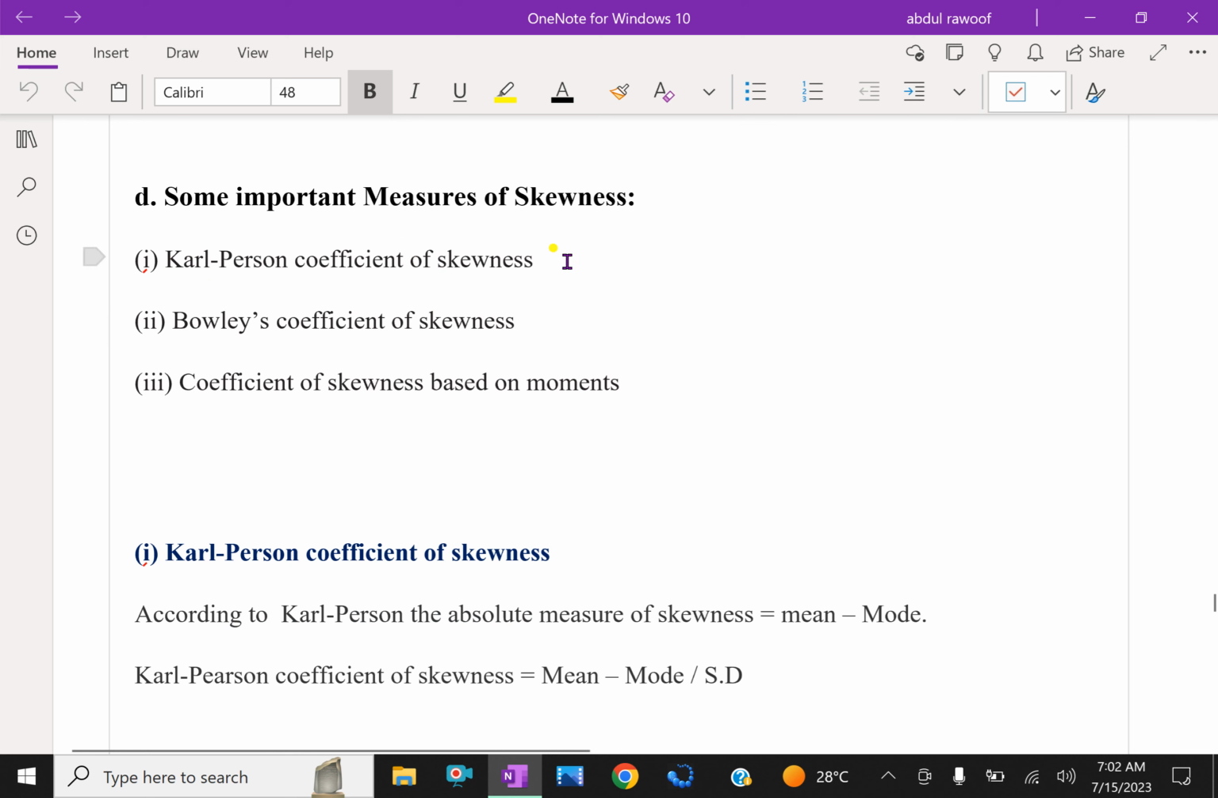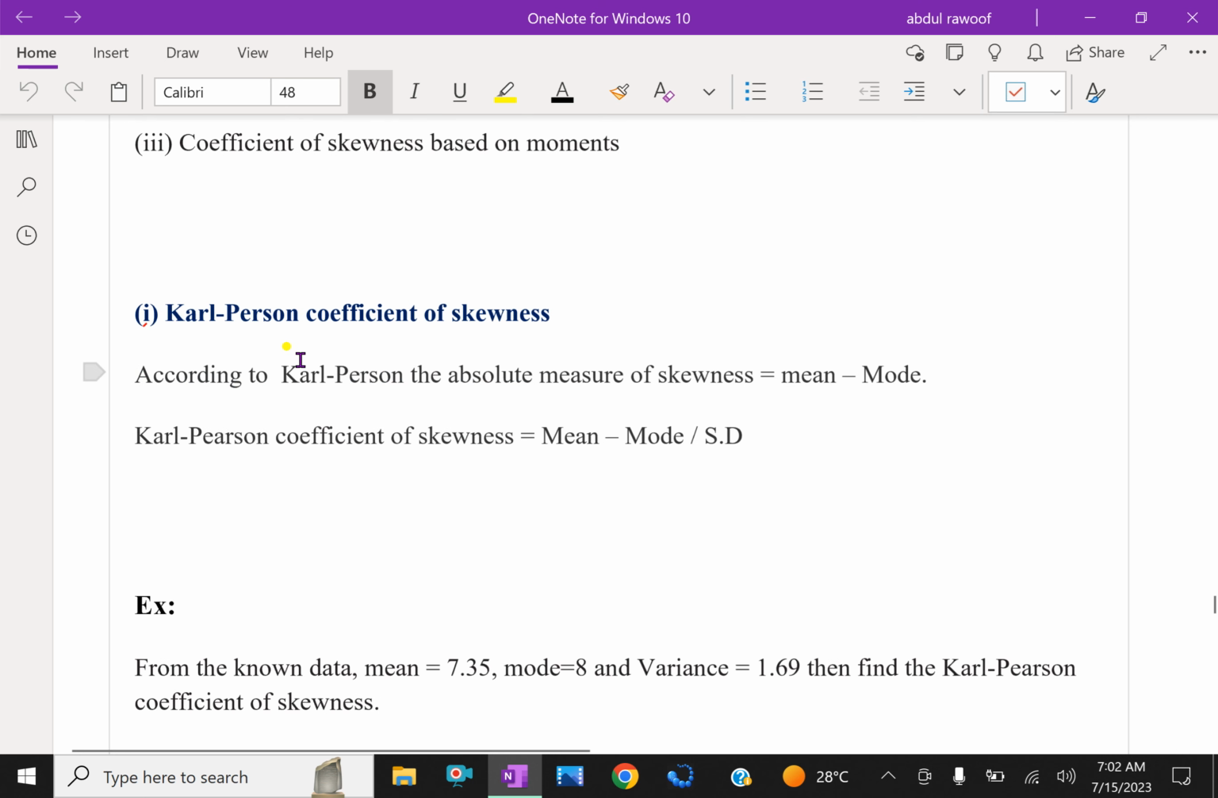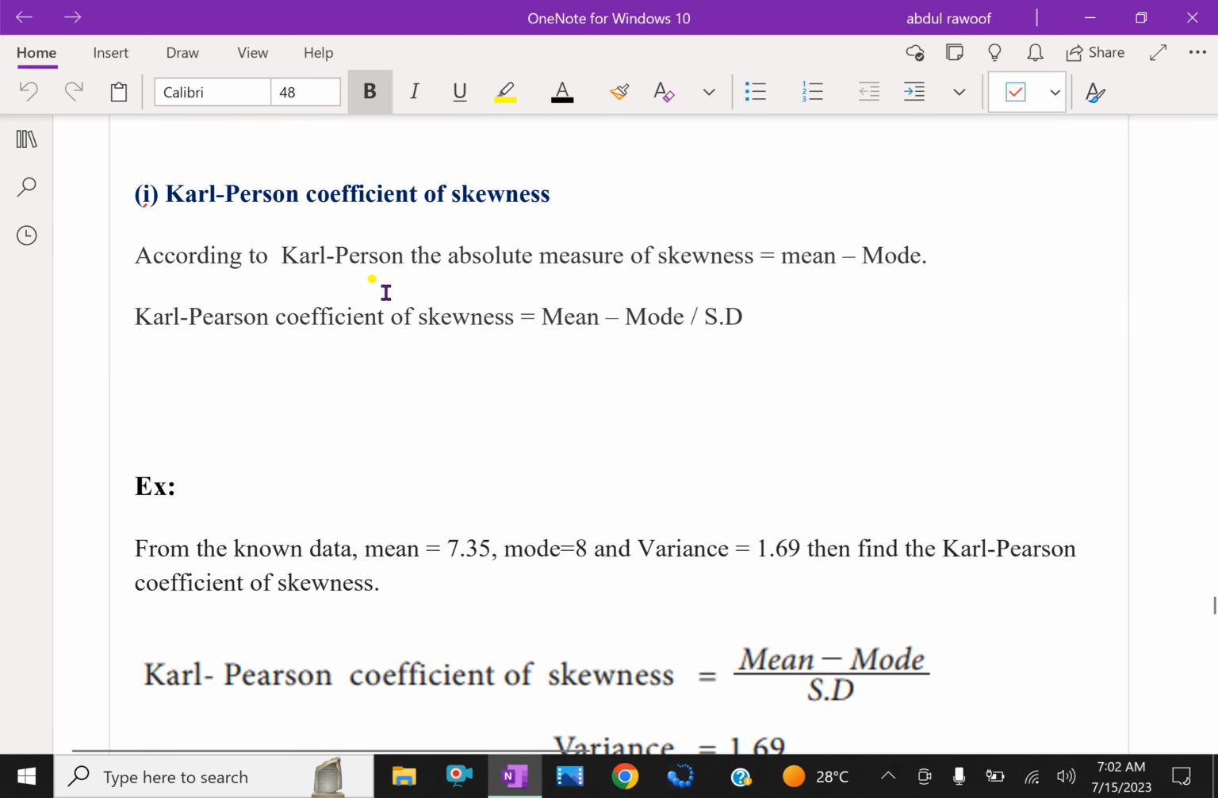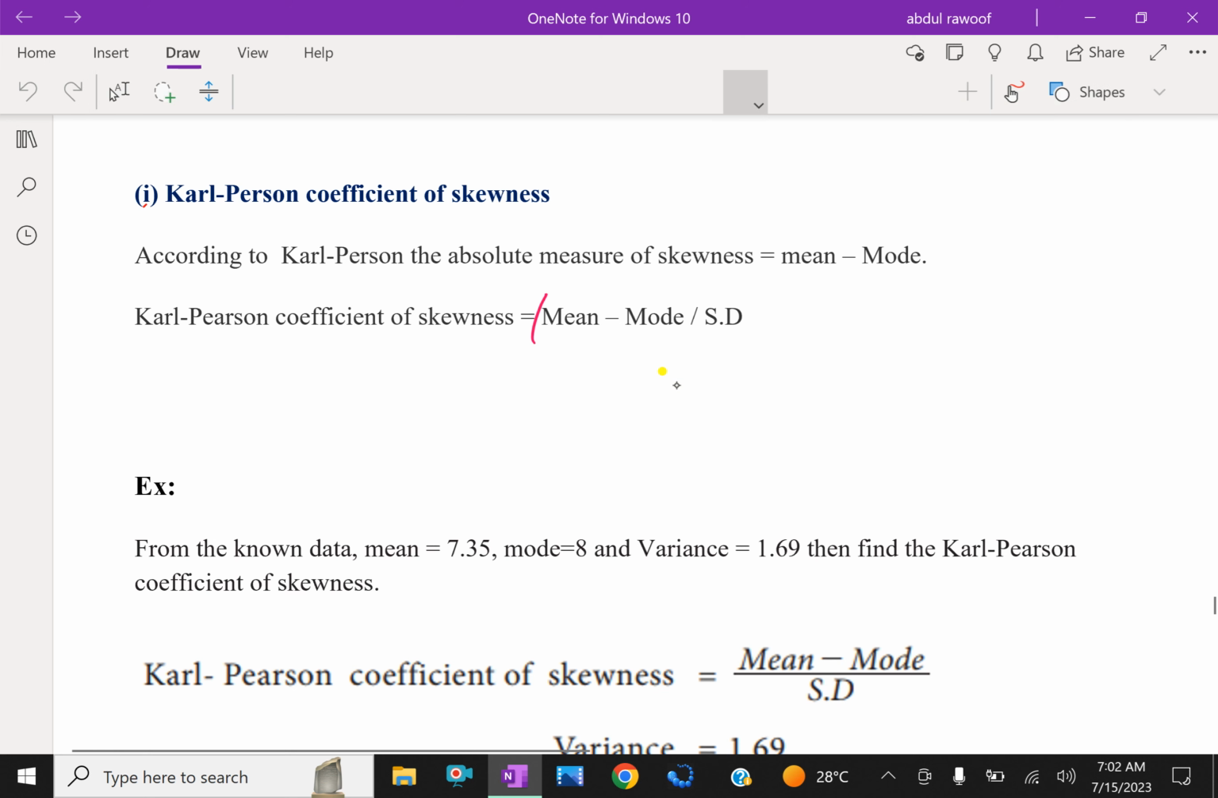There are three coefficients of skewness: Karl Pearson's coefficient of skewness, Bowley's coefficient of skewness, and the coefficient of skewness based on moments. First one, Karl Pearson's coefficient of skewness, which is the absolute measure of skewness, equal to mean minus mode divided by standard deviation.